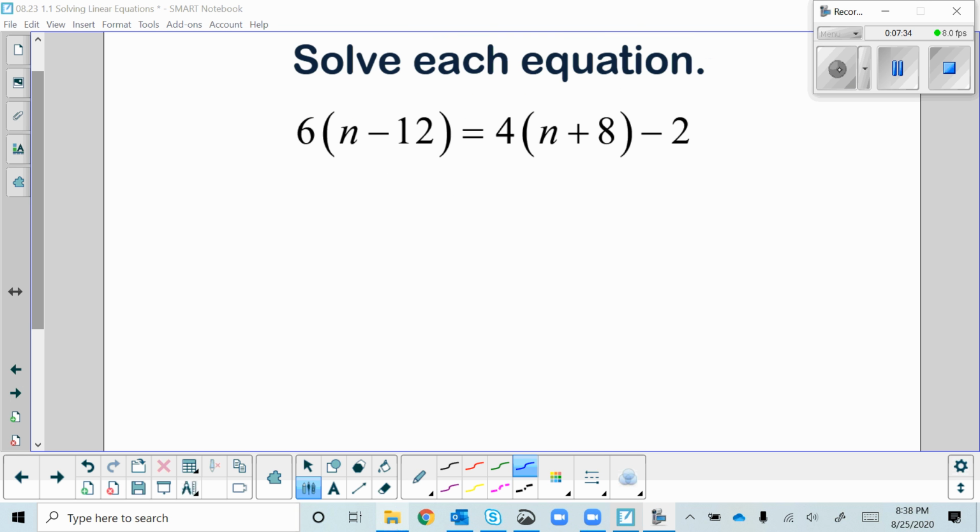All right, so step 1 is to distribute, and there are 2 distributives here. So you should have distributed a 6 on the left. Be sure to distribute it to the second term.